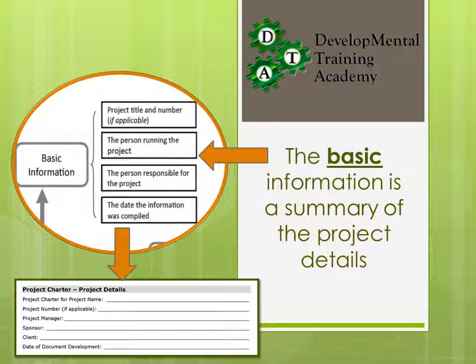It would have the person or people running the project, so a project coordinator or project manager. The person responsible for the project, that may be someone entirely different. It may include the sponsor and the client. It might include a governing body or other third parties. And the date that the information was compiled. So if you're going back through history, then you've got that date and you can refer to the relevance of that information.